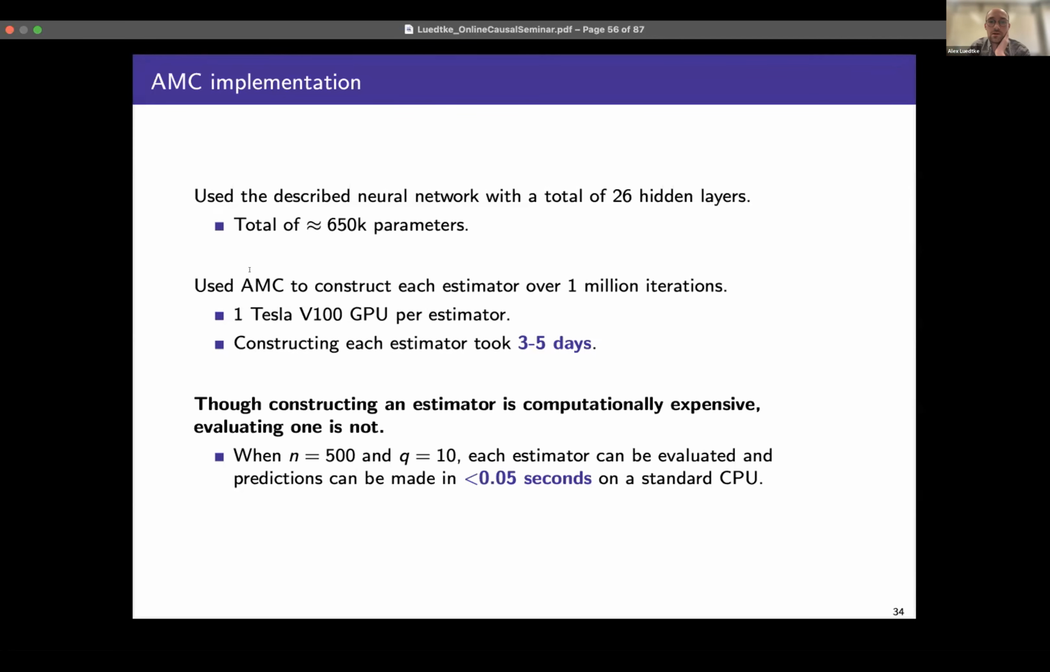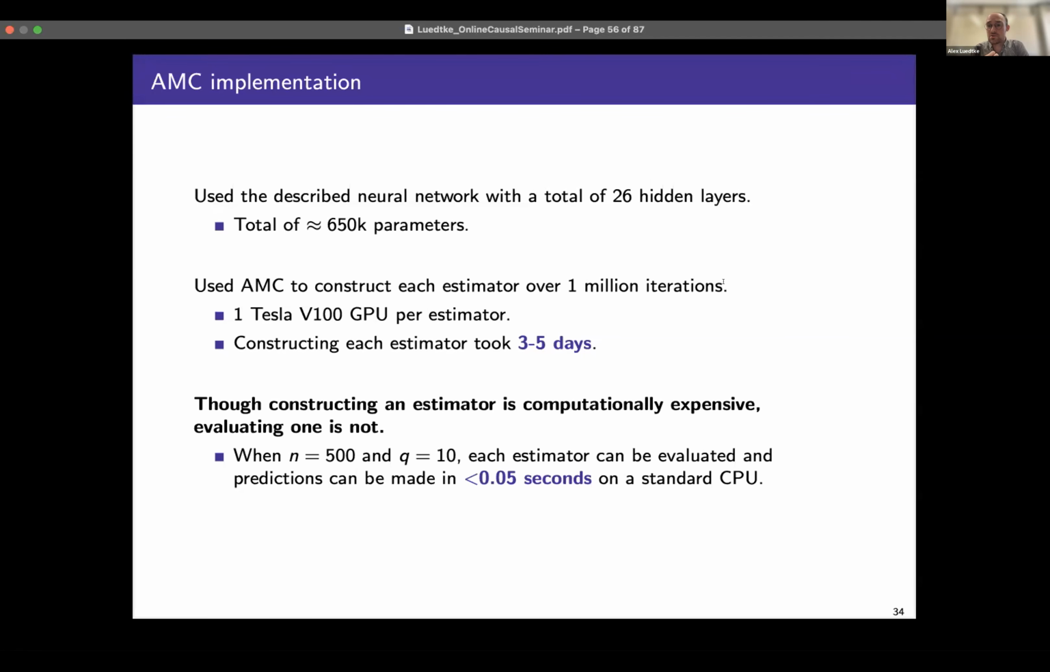Okay, so we ran Adversarial Monte Carlo here to construct each estimator over 1 million iterations. At each iteration, our estimator got to see 100 data sets. So in total, by the time we evaluated our estimators and their performance, our estimators had seen about 100 million data sets. Each of our estimators we constructed on a single GPU, and doing this took about 3 to 5 days. Okay, so that's a non-insignificant training time, right? That did take some time to construct these estimators.